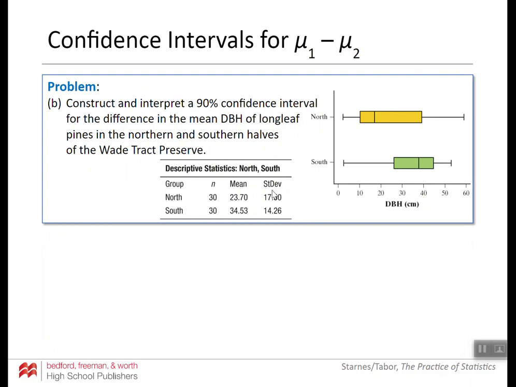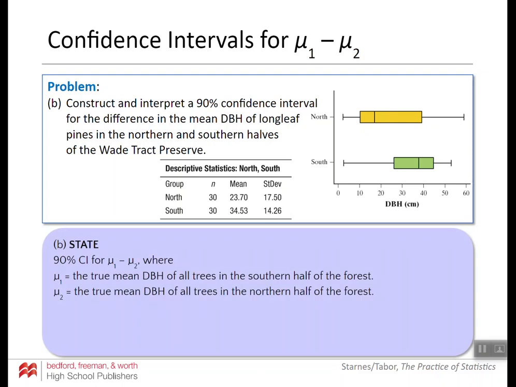Next, we want to construct a 90% confidence interval for the difference in the mean DBH of longleaf pines in the northern and southern halves of the Wade Tract Preserve. Again, we're going to go through the state, plan, do, conclude procedure. State: 90% confidence interval for mu1 minus mu2, where mu1 is the true mean DBH of all trees in the southern half of the forest, mu2 is the true mean DBH of all trees in the northern half of the forest.